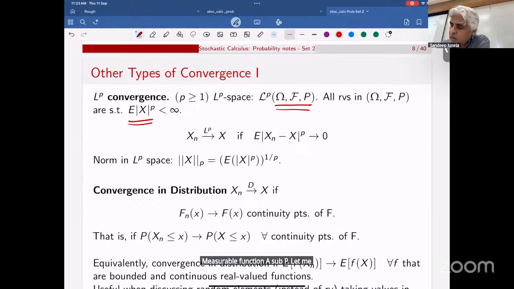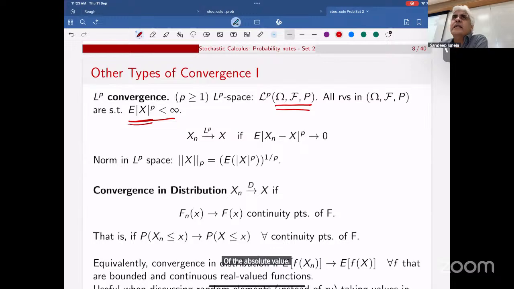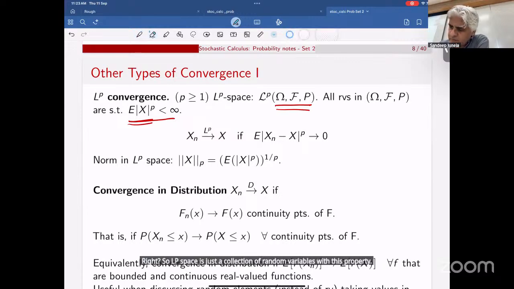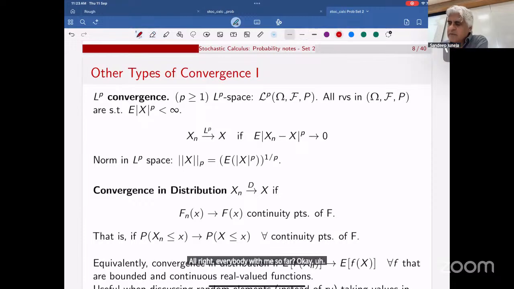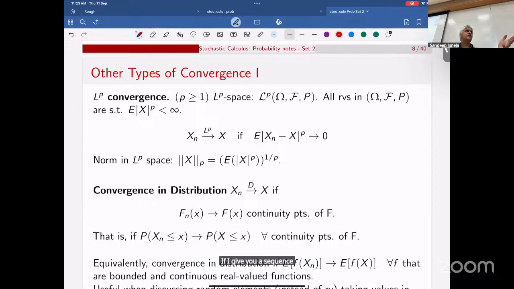Let me collect all the random variables for which the pth expectation of the absolute value is finite. That's called the LP space. So LP space is just a collection of random variables with this property. All right, everybody with me so far? Okay, and now that we've got this space, we can talk about convergence in that space. If I give you a sequence of elements in that space, when is it converging to something?